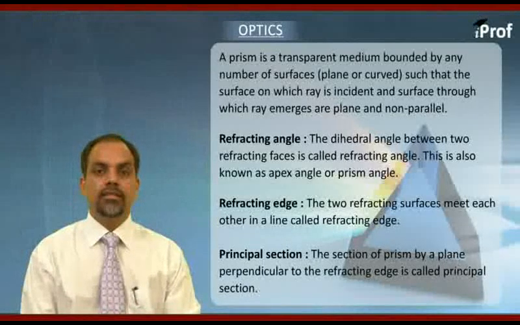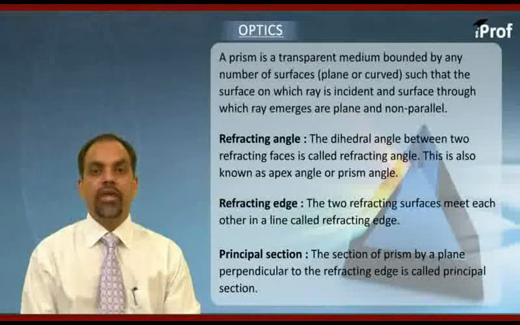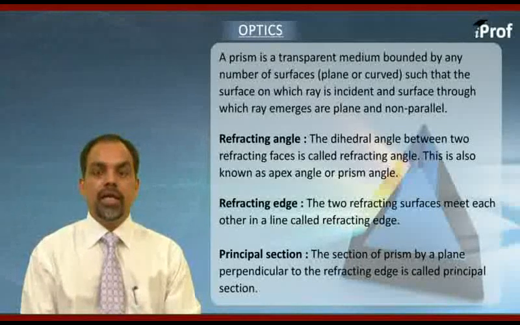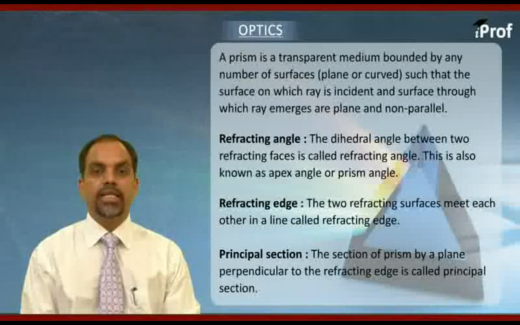So let's revise the terms we have gone through. The very first is the definition of prism itself, which is the medium bounded by any number of surfaces such that the surface on which ray is incident and the surface from where ray emerges are plane and non-parallel. The angle between these two surfaces is referred as prism angle, which we are going to denote by A, and the intersection of these two surfaces will be referred as refracting edge, and a plane perpendicular to refracting edge is simply called principal section.